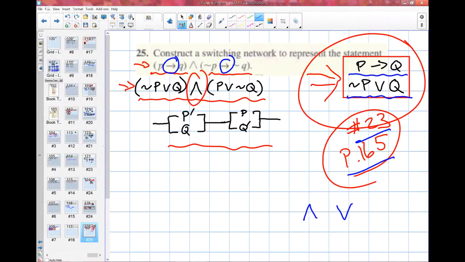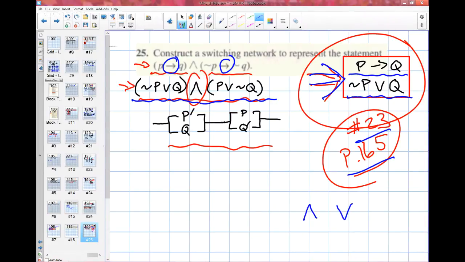And so if you look at what I did in the problem, I switched the if-thens into ors using that notation. So here's my new rewritten statement. And that one, I did teach you how to draw a switching network for. Let me just make a pause. So because of this huge hint, you're actually able to do this problem.